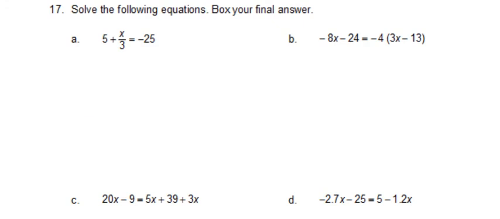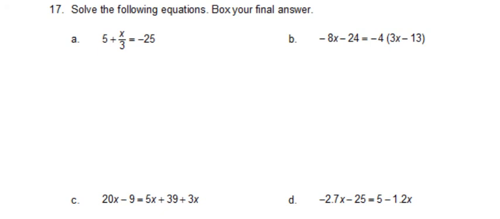Question 17 has 4 parts, A, B, C, and D. If you have a calculator as one of your accommodations, you may use it during this time. Solve the following equations. Box your final answer. A. 5 plus x over 3 equals negative 25. B. Negative 8x minus 24 equals negative 4.